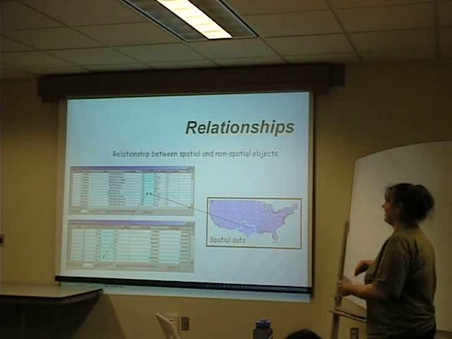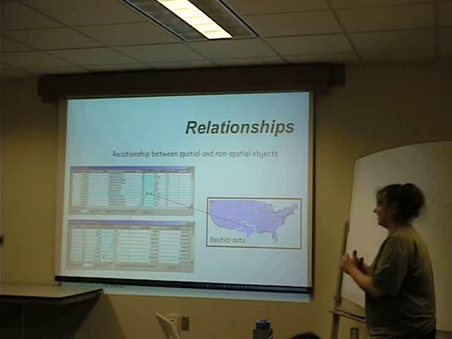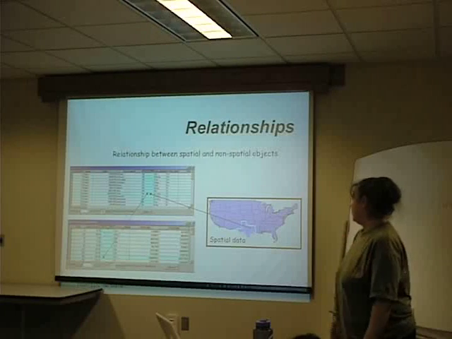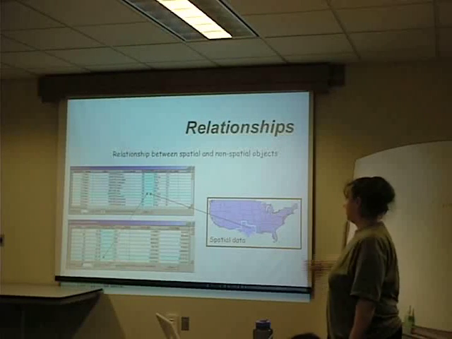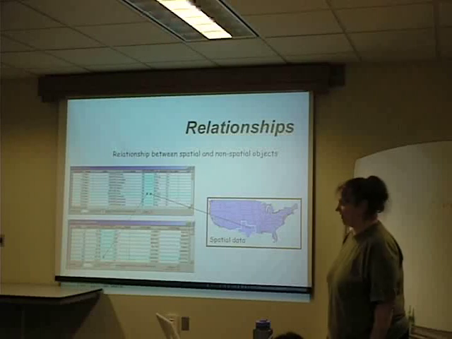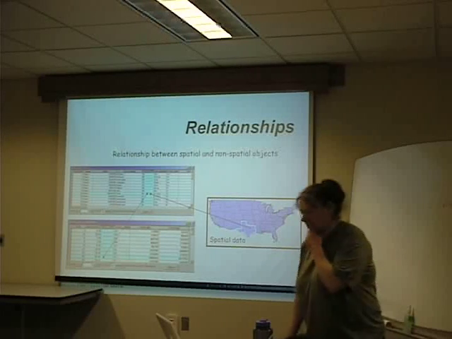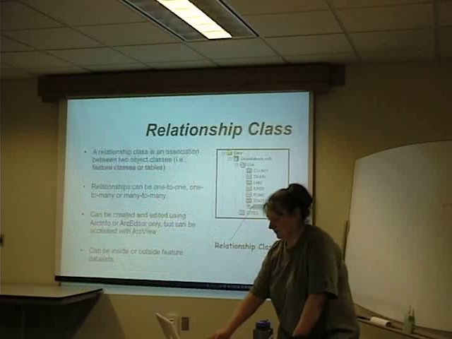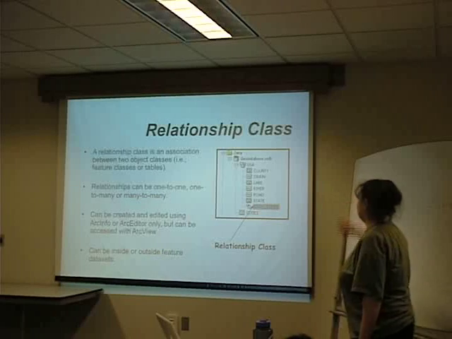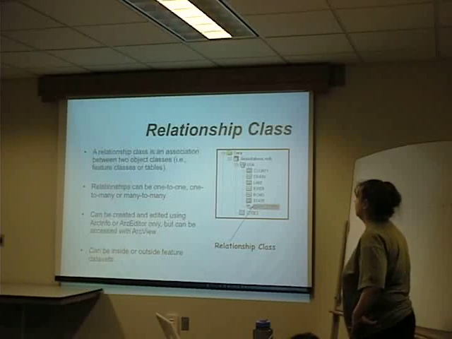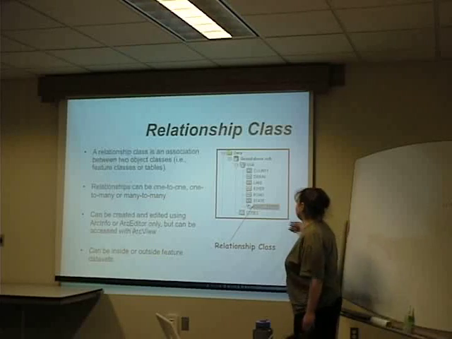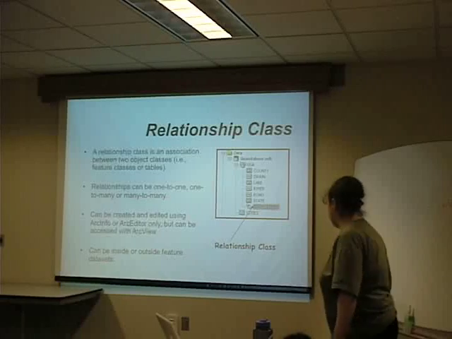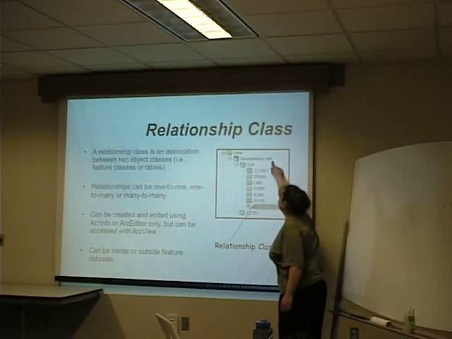And you can have relationships between spatial and non-spatial databases. That's where there's something called a geodatabase. Here you have the spatial Texas, and you have population size, which is non-spatial. That would be a whole other course to teach. But this is an example of a geodatabase in ArcView, and you do have a relationship class, its own separate file within the geodatabase, and this is the geodatabase.